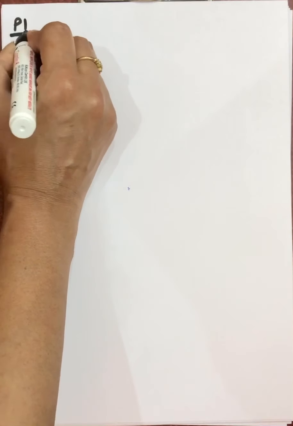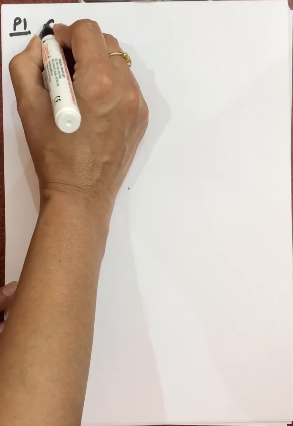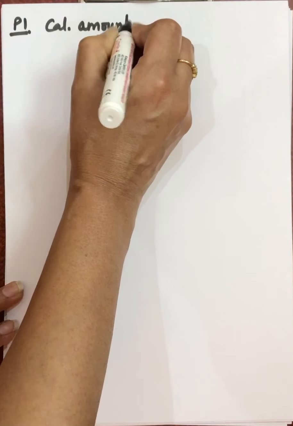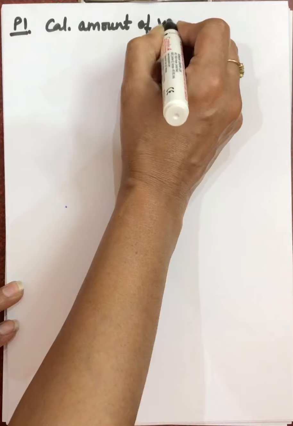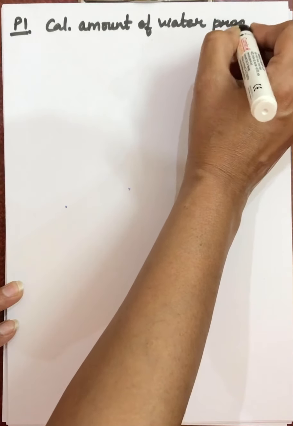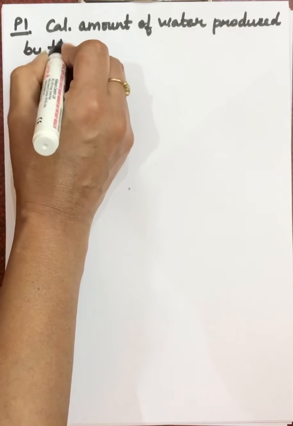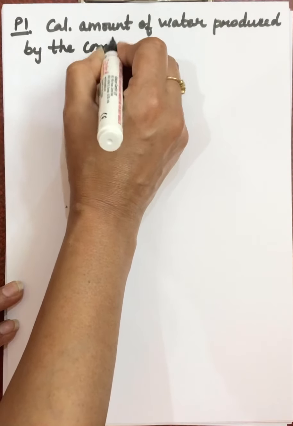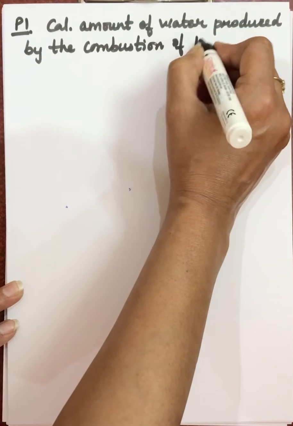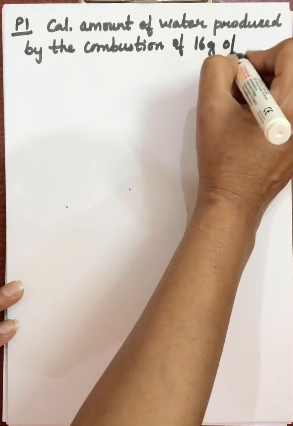First problem based on mass and mass relationship. Calculate the amount of water that is produced by the combustion of 16 gram of methane.